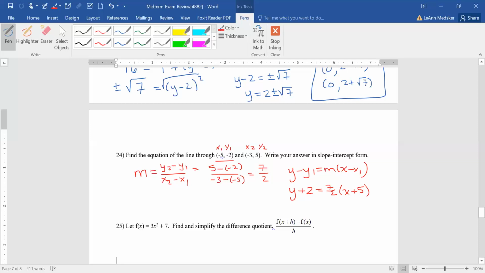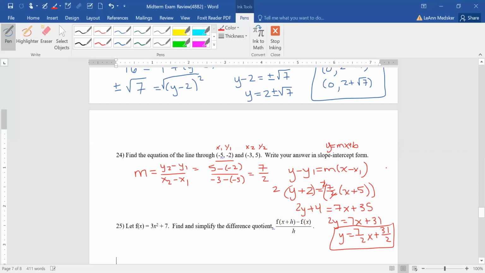If you don't want to distribute a fraction, you can multiply both sides by the denominator here. That will clear out the fraction on the right side for you to be able to solve a little quicker. So this is 2y plus 4. That would just make the 7 get distributed, so 7x plus 35. Subtract the 4 over, that would be 31. Divide everything by 2, so y equals 7/2 x plus 31 over 2. And that is now in y equals mx plus b, which is slope-intercept form.